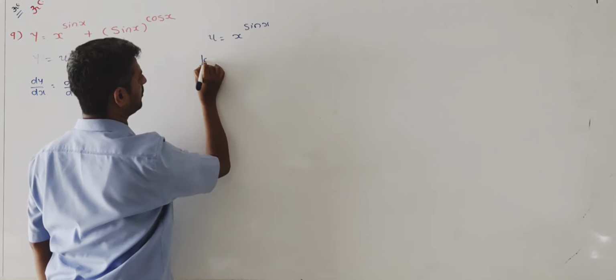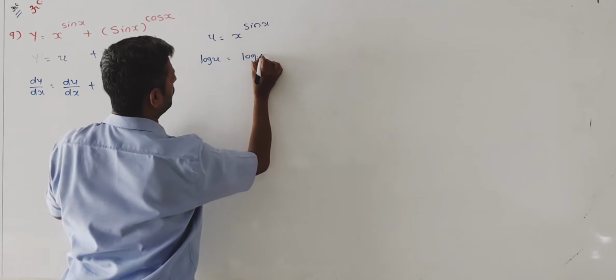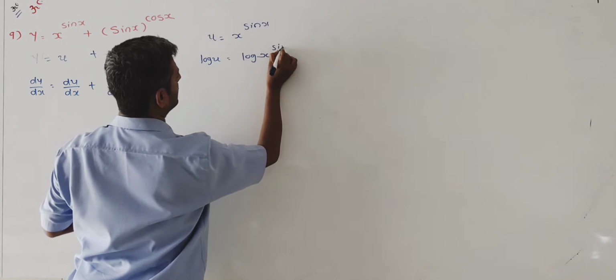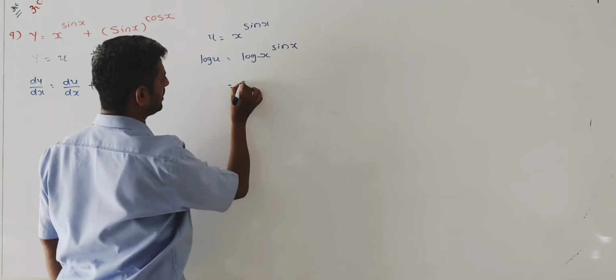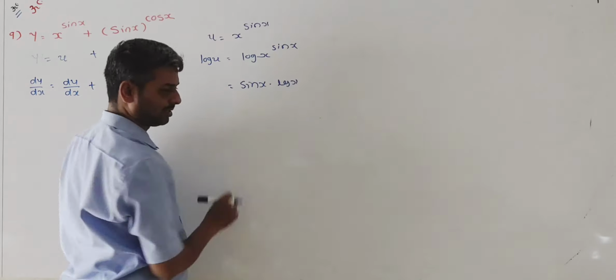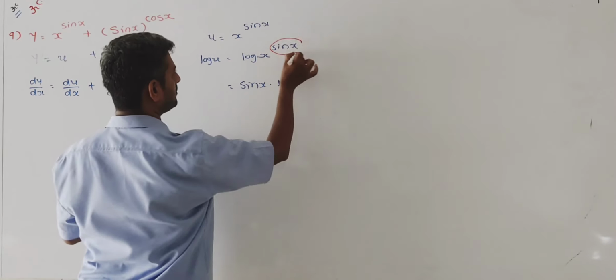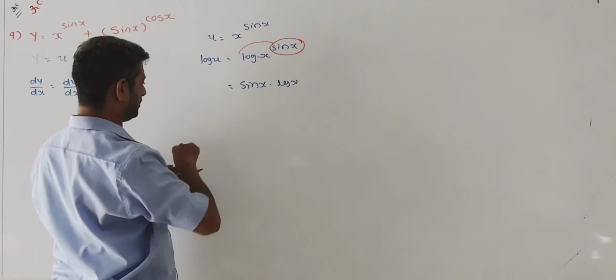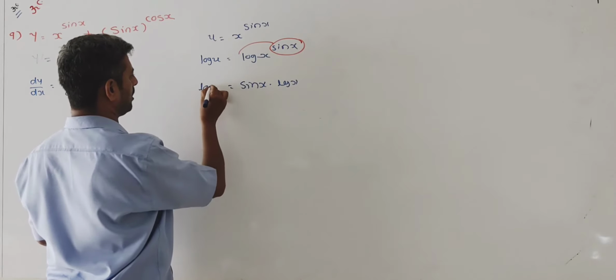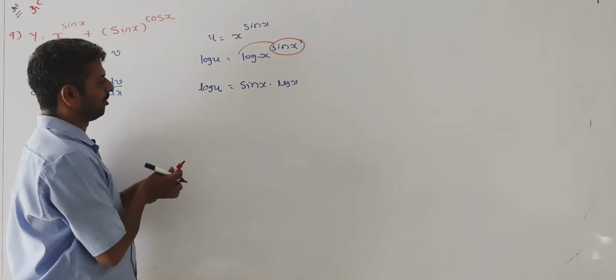Now I will take u is equal to x raised to sin x, variable raised to variable, so we have to take log. Log of x raised to sin x gives sin x into log x. So log u is equal to sin x into log x.